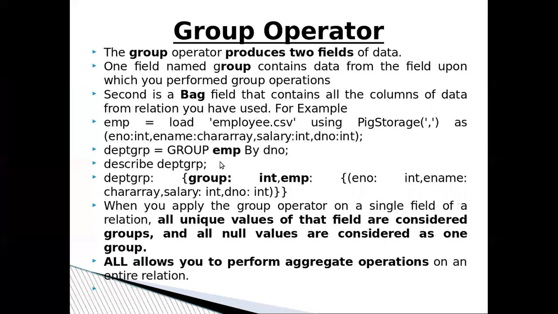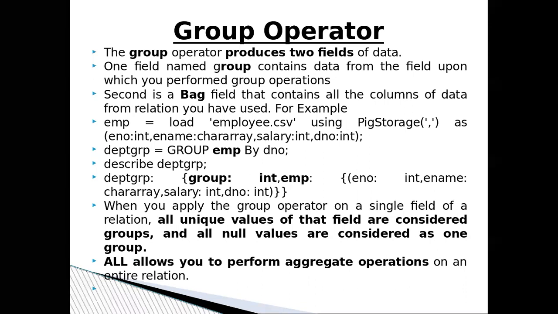All right. Then the group operator produces two fields of data. Once you group your relation, the new relation contains two fields. Okay. One of the fields is named group, while the other one is a bag which contains all the columns of the data from the relation that you've used. So a bag is a collection of tuples. Okay. So when you group your relation into a new relation, the new relation will have two fields. One field named group will contain the data from the field upon which you have performed the group operation. Okay, the name of that field would be group by default. And the second field in this new relation would be a bag, that is a collection of tuples.